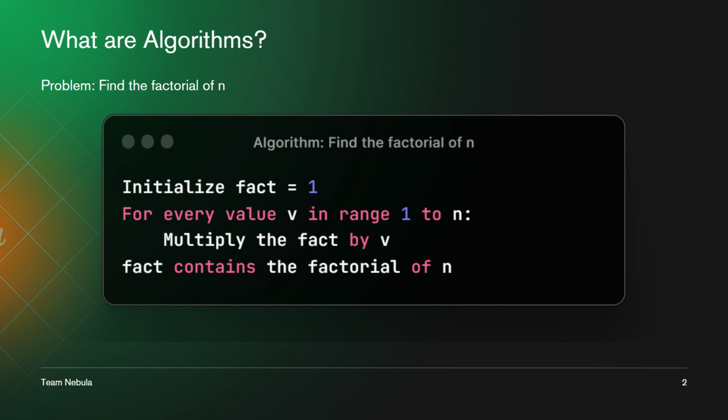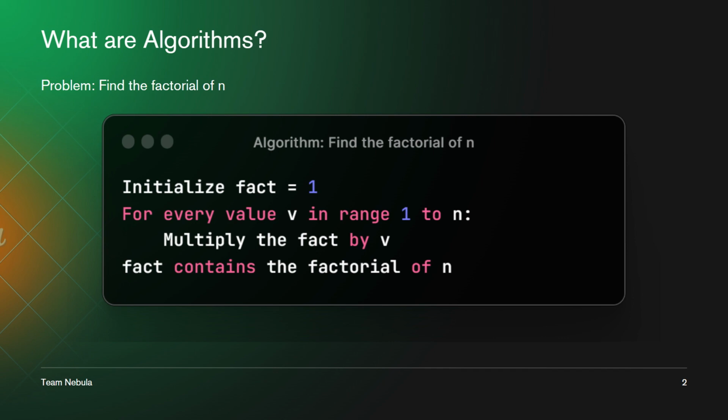Consider finding the factorial of a number. We can describe an algorithm like this. So, this algorithm initializes a variable fact to 1. It then iterates through every value v in the range from 1 to n and multiplies the current value of fact by v. After the loop completes, the variable fact holds the factorial of the input number n. In essence, this code calculates the product of all positive integers from 1 to n, providing the factorial of n.